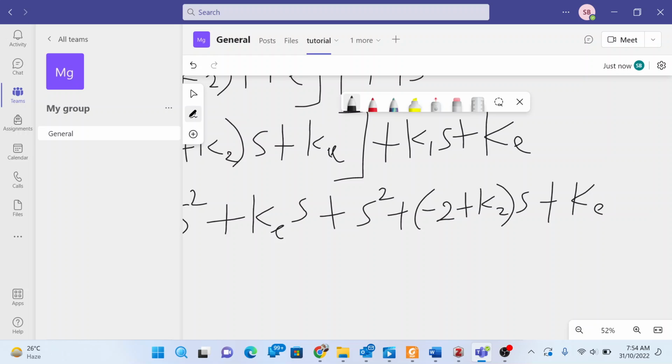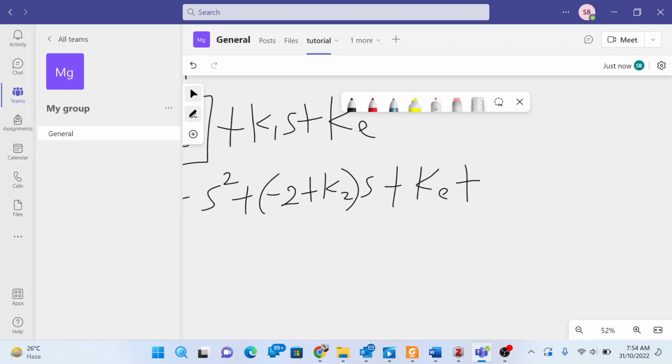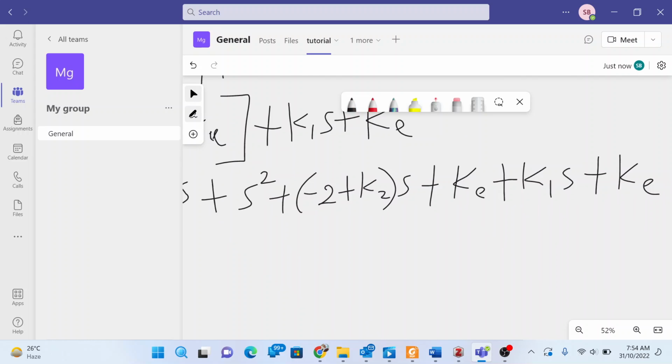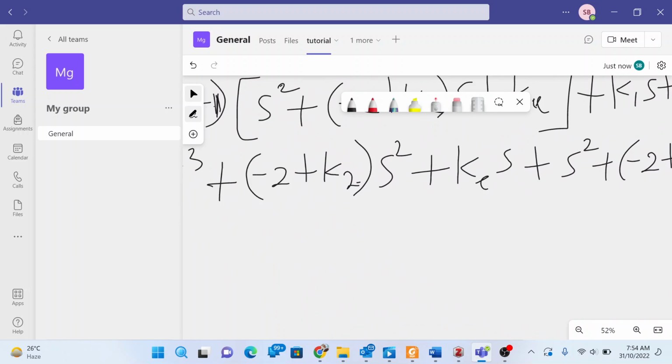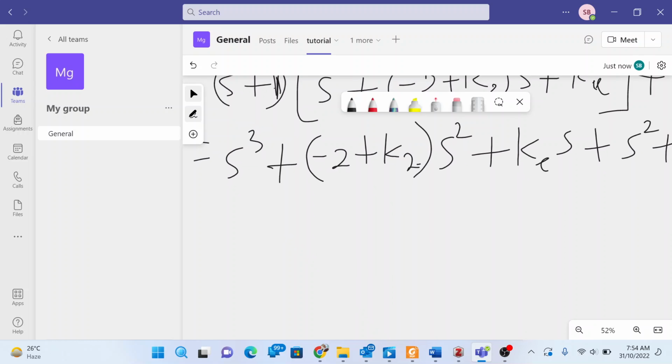Now we also put the other ones there, plus k1s and plus ke. So put those ones too there, k1s and ke. So now that we have fully expanded this, we need to collect like terms, the ones with the same degree. So we'll collect them together.